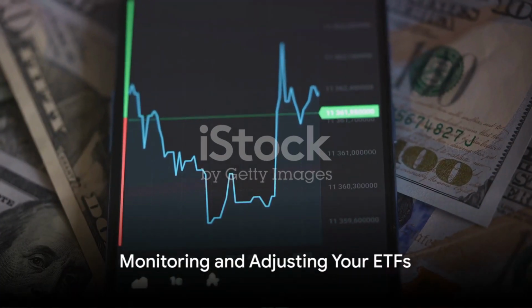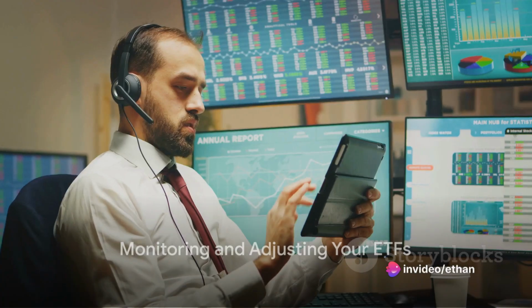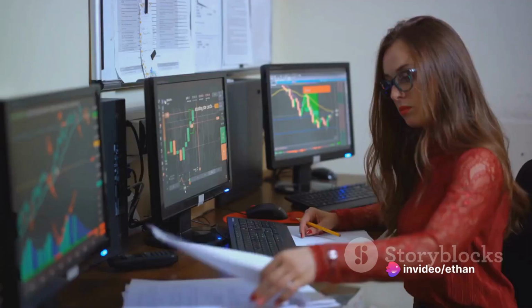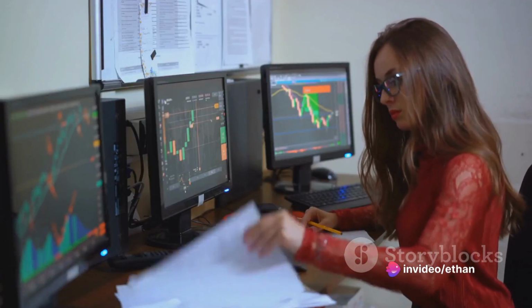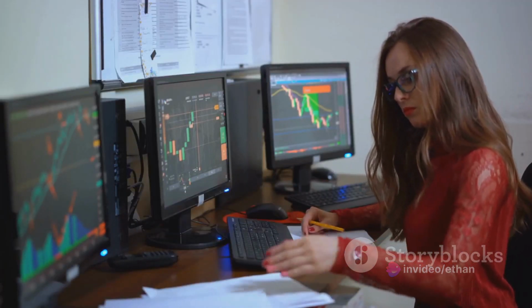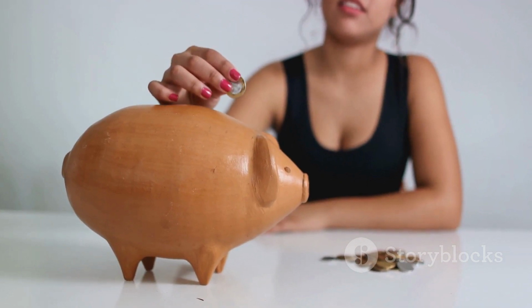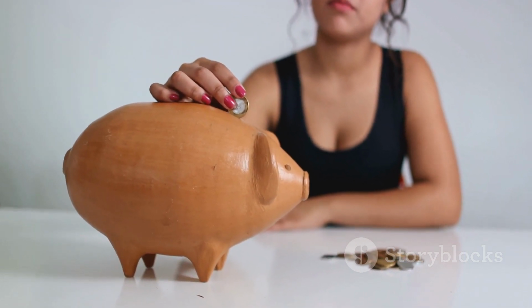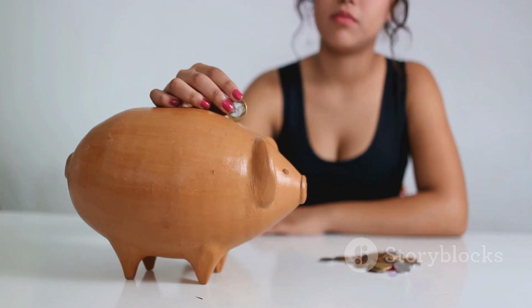Once you've made your purchase, the journey doesn't end. Regularly monitor your ETF's performance. Periodically adjust your holdings to maintain your desired asset allocation. Consider investing a fixed amount regularly to reduce the impact of volatility, a strategy known as dollar cost averaging.